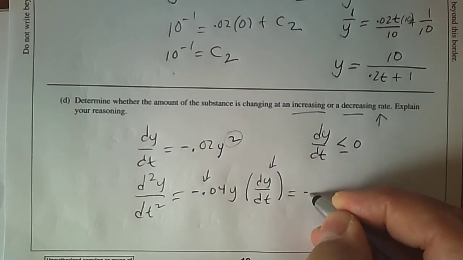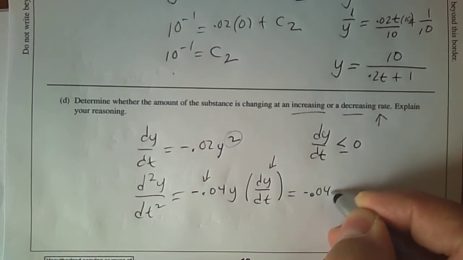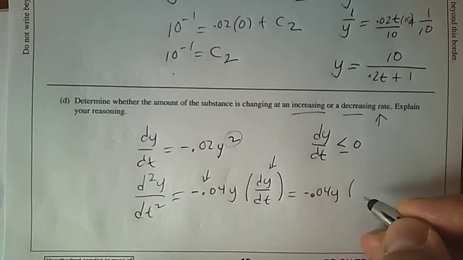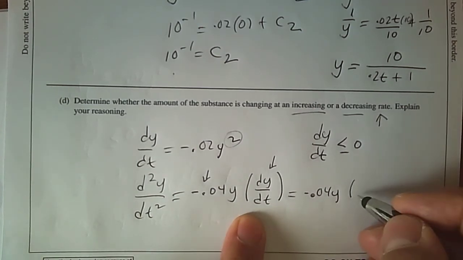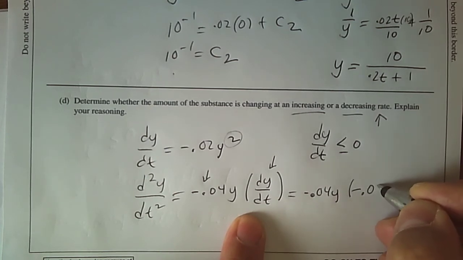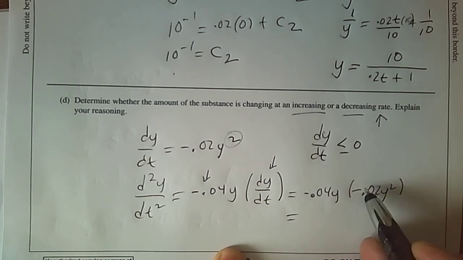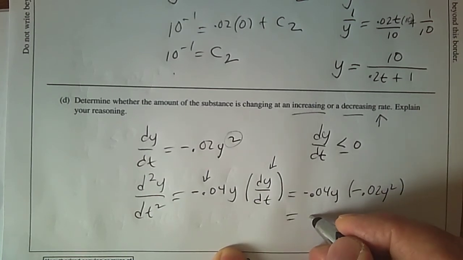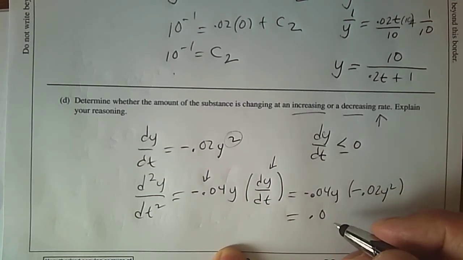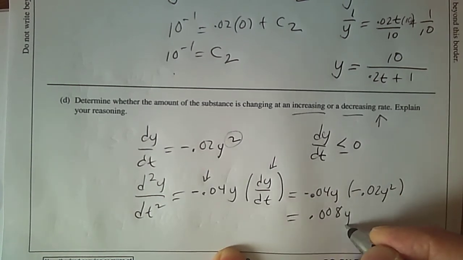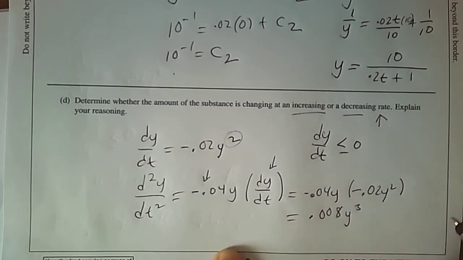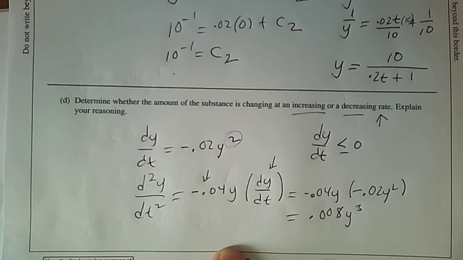In fact, we could plug in what dy by dt is, which is negative 0.02y squared. So if I multiply it together, a negative times a negative is positive. And if I multiply it together, that's 0.008. And then add the exponents. So you have 0.008y cubed. That's the second derivative.